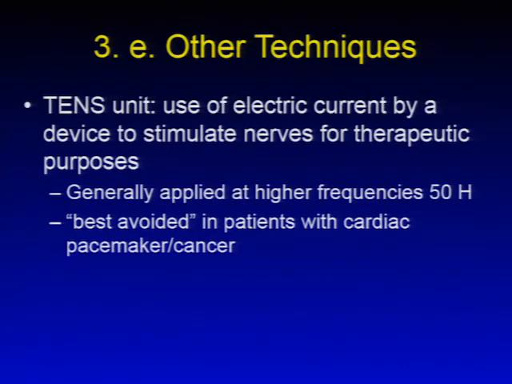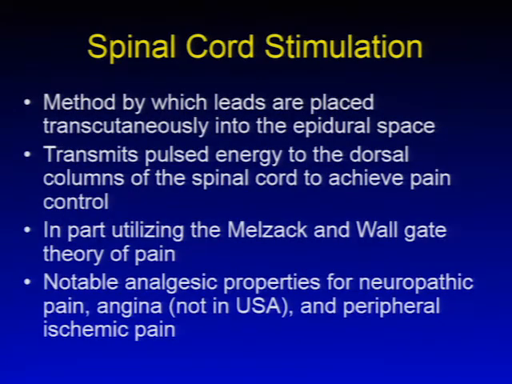I wanted to go over some other TENS unit type informational things that I didn't maybe go over before. TENS unit devices are used frequently in the treatment of chronic pain. It's a use of electrical current. It's generally applied at frequencies higher than 50 hertz and is best avoided in patients with cardiac pacemakers or cancers.